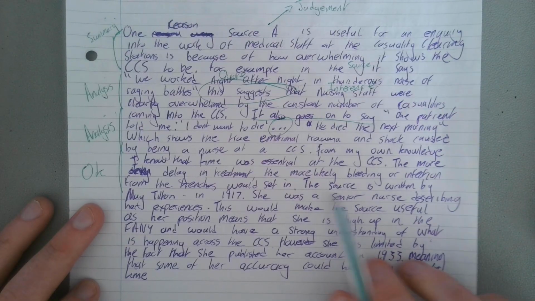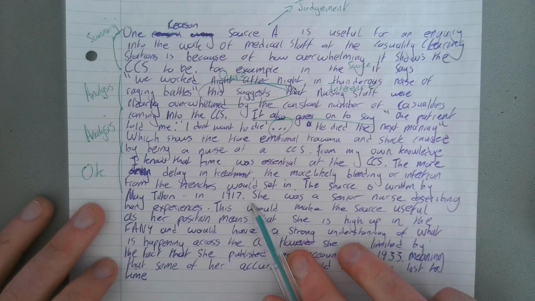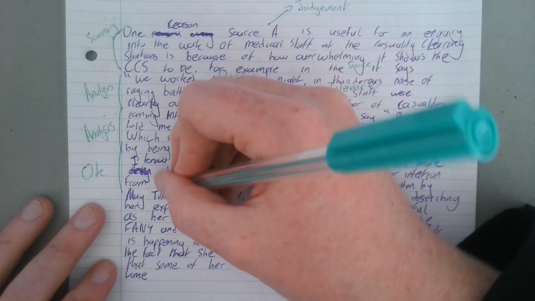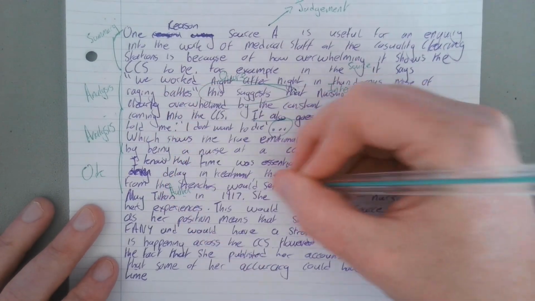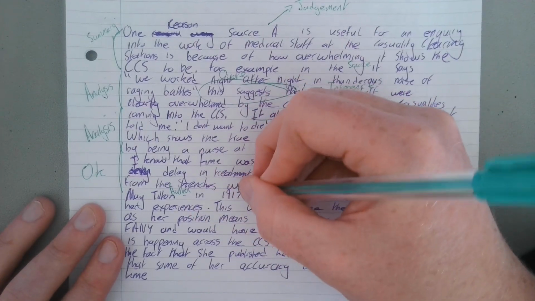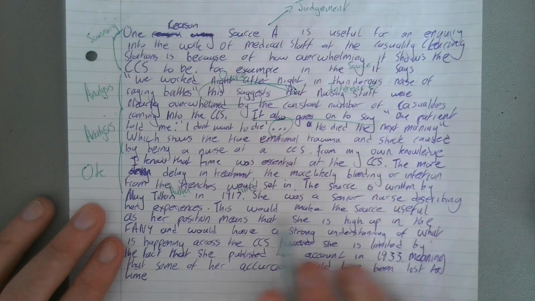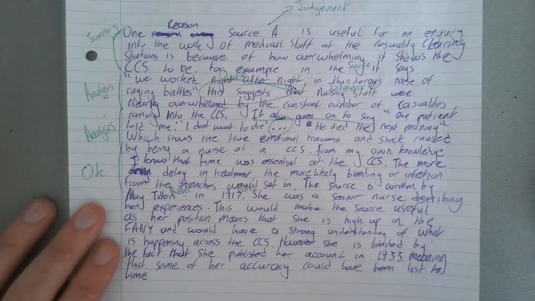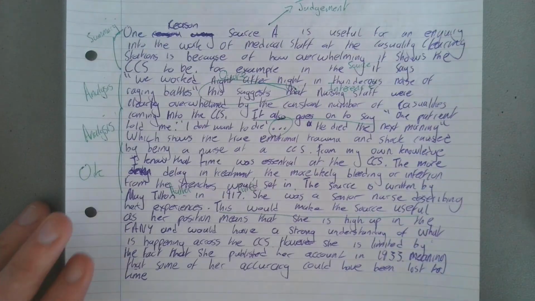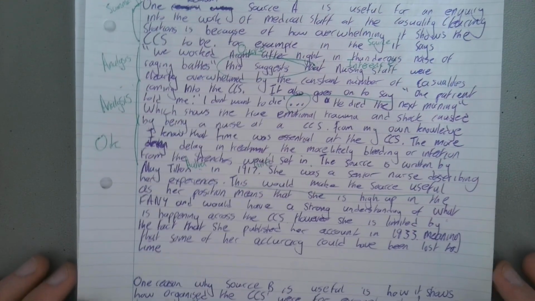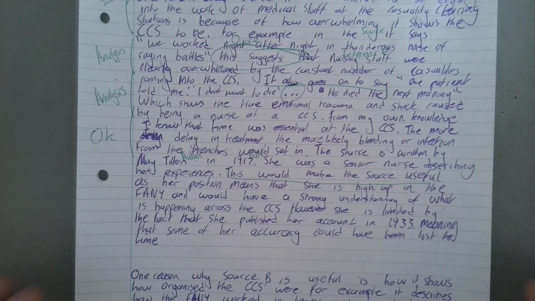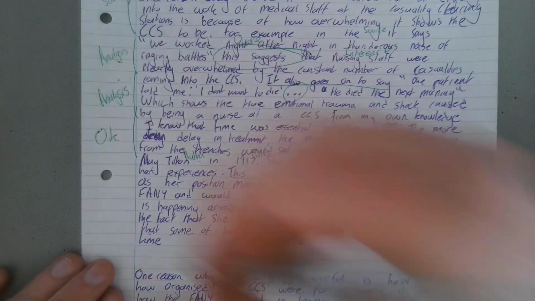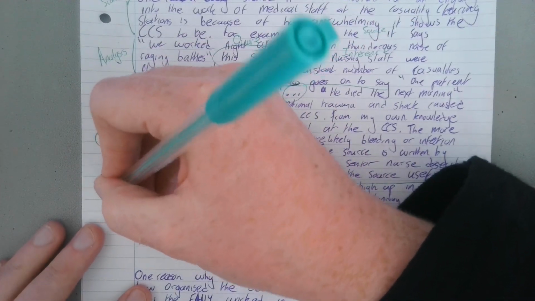The source is written by May Tilton in 1917. She was a senior nurse describing her experiences. So I've stated the author, who made it, and when it was made. Now what I need to do is explain why it's useful. This would make the source useful, so again, I've used that phrase. As her position means that she is high up in the FANY and would have a strong understanding of what is happening across the casualty clearing station. So again, there's my provenance.